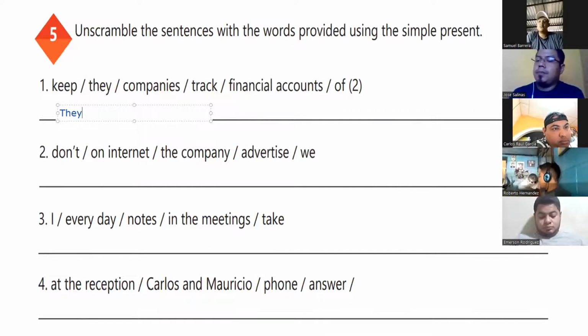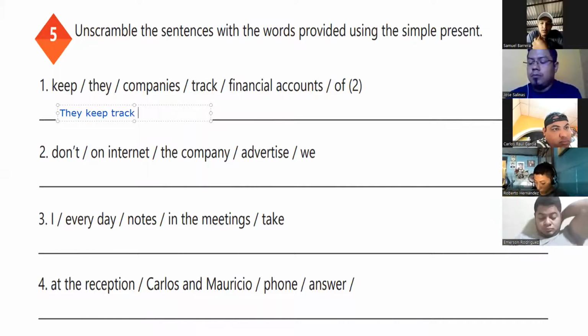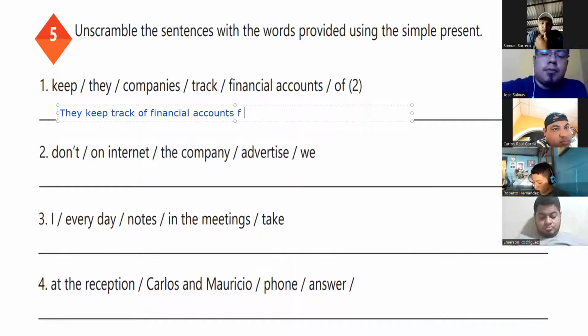They keep. Okay. They keep track. Of. They keep track of financial accounts. Or of financial accounts of companies.